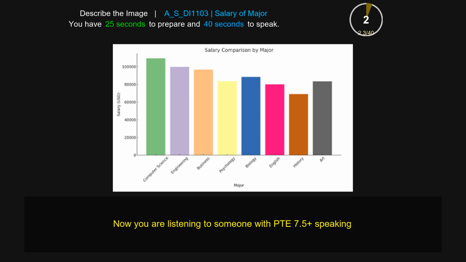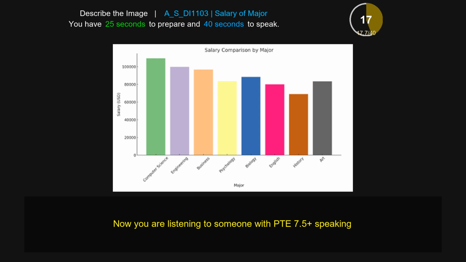The picture provides valuable information about salary comparison by major. There are two categories, salary in USD and major. The highest value comes from computer science, which is 150,000, while the lowest value comes from history, which is 75,000.